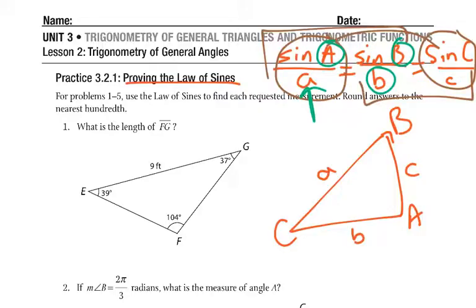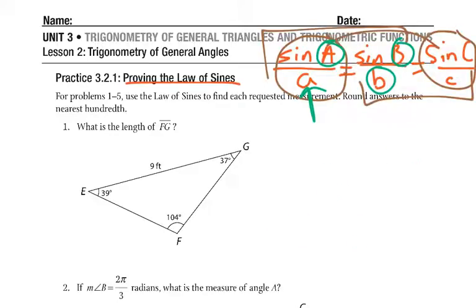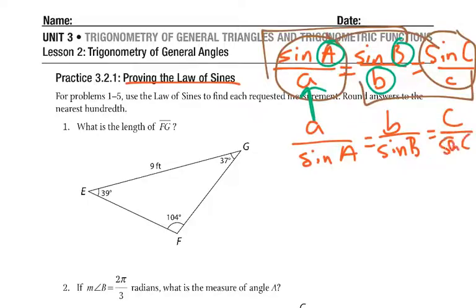Now, you can also see it written. We can just flip the fractions, and we could do it like this. A over sine of A equals B over sine of B, and so forth, and C over sine of C. Okay, it's the same thing, it doesn't matter which way you do it. Usually we write it different ways because it depends on what you're looking for.